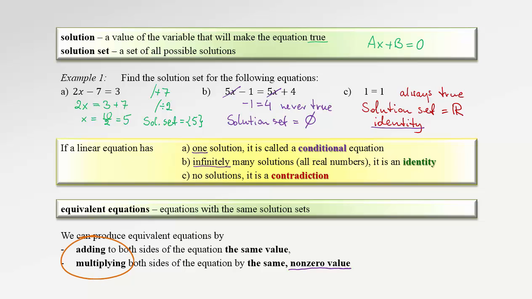Notice that I've been using words like adding and multiplying. I didn't say subtract or divide. However, subtraction is hidden under addition because we're adding a negative number, so that's the same. And division is hidden under multiplication because we could multiply by a reciprocal. So yes, all four operations can be applied to both sides of the equation except for multiplication or division by 0.